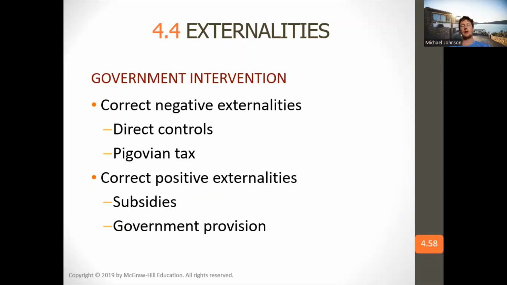And then positive externalities are corrected through subsidies. So, for example, they subsidize public transit because it would be underproduced in the private market. So they have to subsidize it to make it produce more. Because if it's not subsidized, it won't be produced as much as we need.